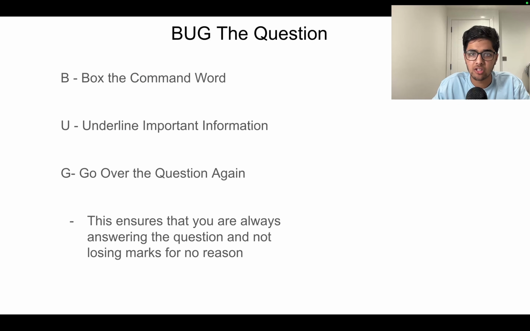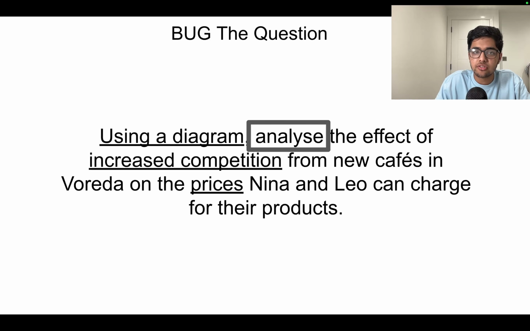So, what I would recommend to do first, box the question. Many people lose marks because they simply don't answer the question, even if it's very simple. Firstly, box the command word. Underline the important information and go over the question again. This ensures you're always answering the question and not losing marks for no reason. This is an example. So, using a diagram, analyze. Analyze is the command word, so you have to square it. And the important information in this question is using a diagram because you will lose 3 out of the 6 marks if you do not draw the diagram. You analyze the effect of increased competition and the effect on prices. And then you read the question again, just to make sure you haven't missed anything.